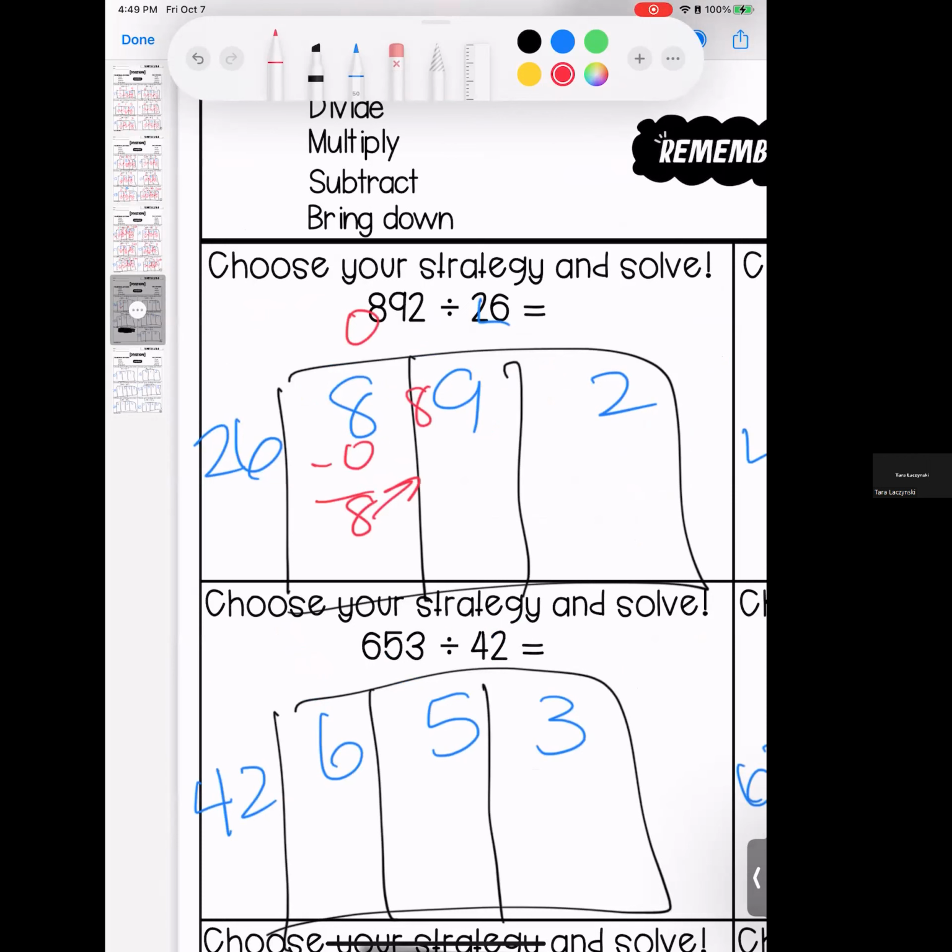It does go into 89. It's going to go in 3 times, which gives us 78. When we subtract that, we're left with 11. We bring 11 next door.